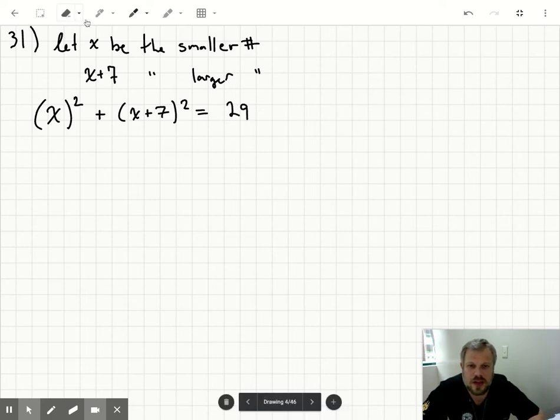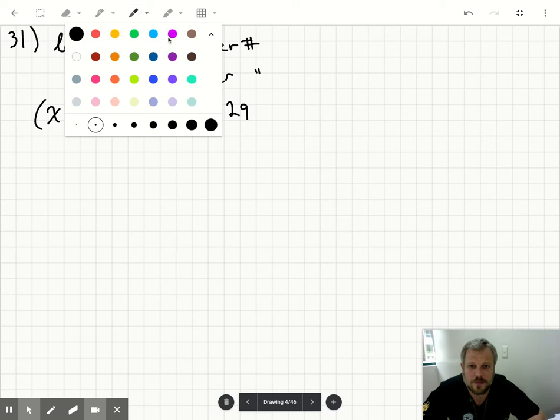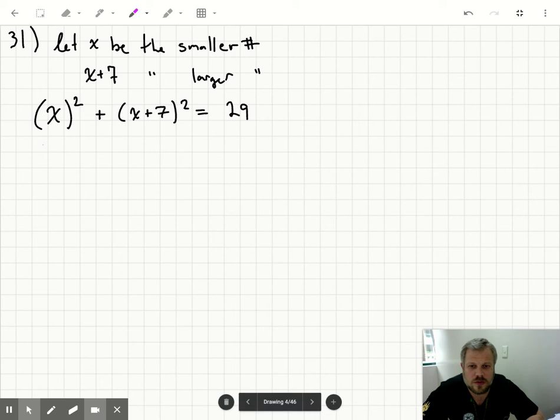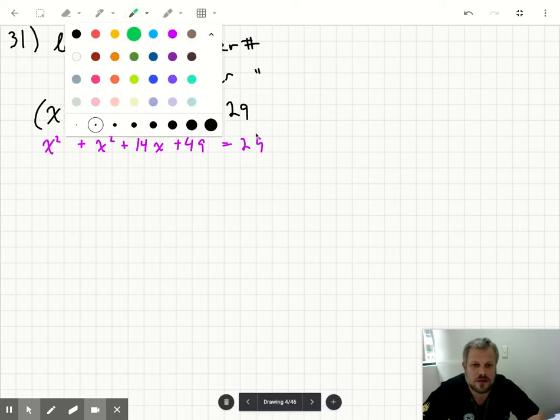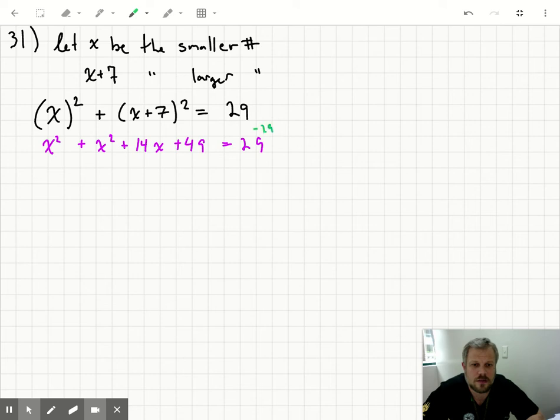Okay, so we're going to go ahead and expand this and then set it equal to 0. So we have x squared plus x squared plus 14x plus 49 equals 29. Then we're going to set it equal to 0, so I'm going to subtract 29 here and from the other side.